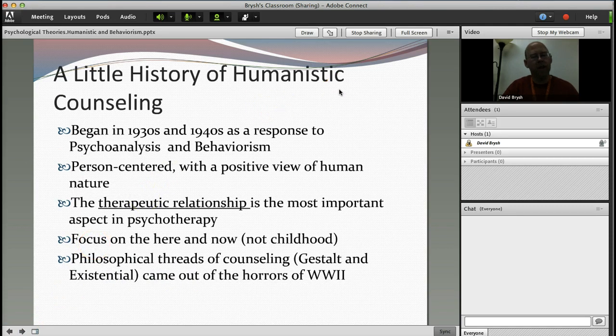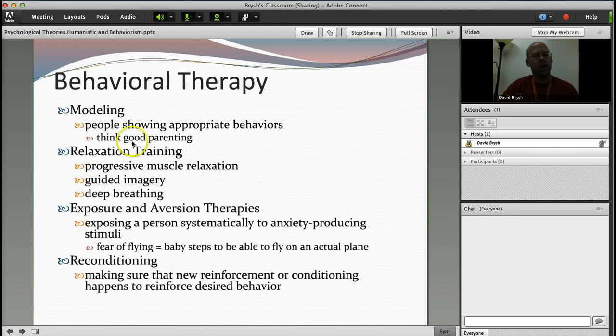Okay, then the next one we need to talk about is humanistic counseling. The second topic that we're going to discuss today is humanistic counseling. Let's talk a little bit about the history. Well, maybe before we go on, let's end here. We've talked about the history of behavior therapy. We've talked about what it means to be healthy to a behaviorist. We've talked about conditioning and the two different kinds of conditioning. We've talked about what reinforcement is.